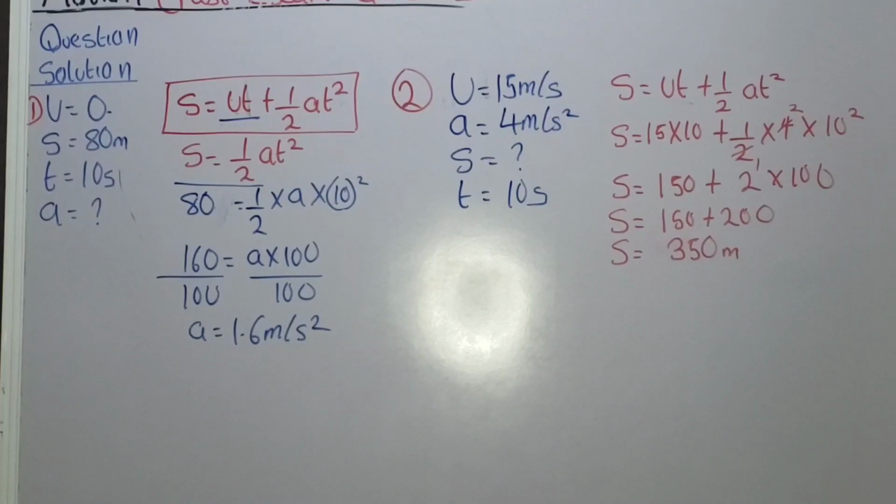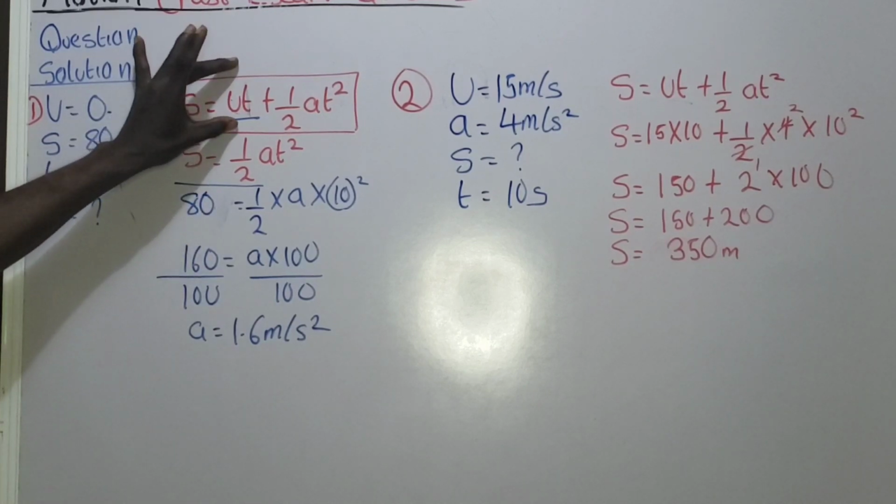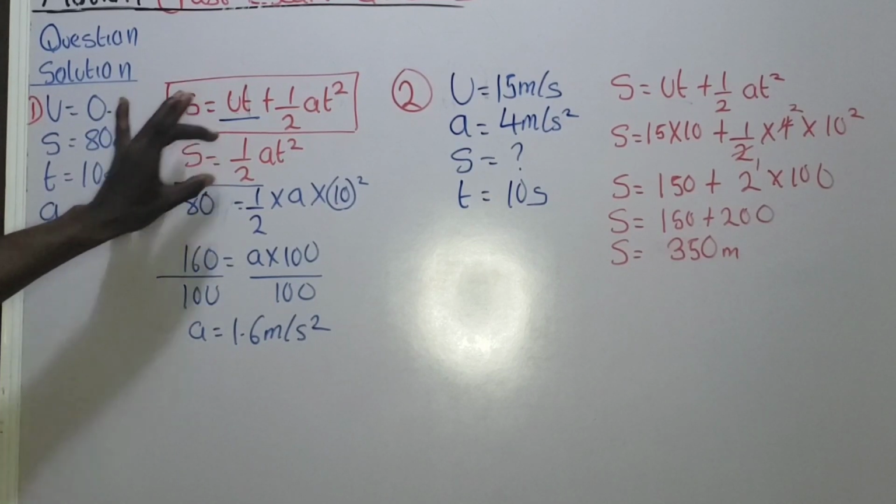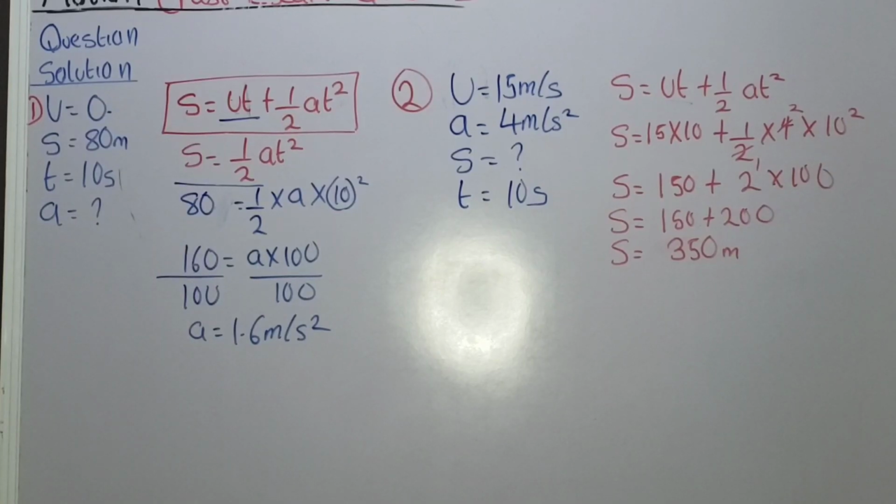So anytime you come across a question that says the body starts from rest and you're using the second equation of motion, just know that u is 0. So the equation becomes like this. Okay. This helps you skip steps and manage your time, because this kind of question mostly comes out in the objective. Okay, so let's proceed to the next question.